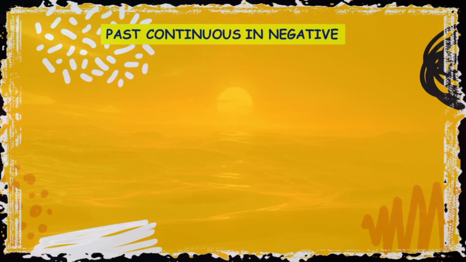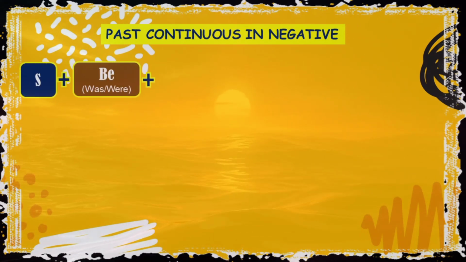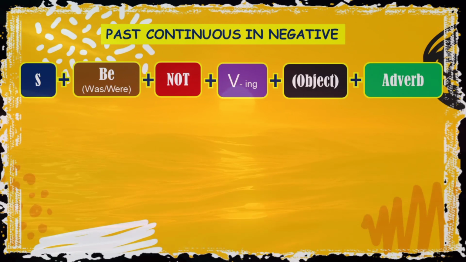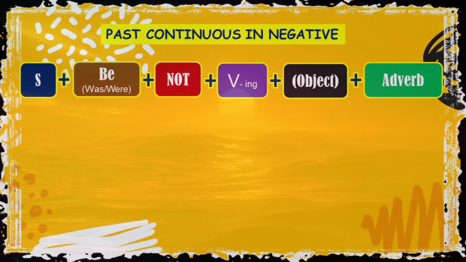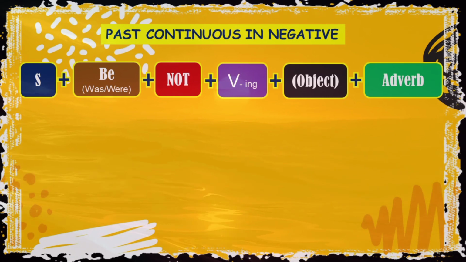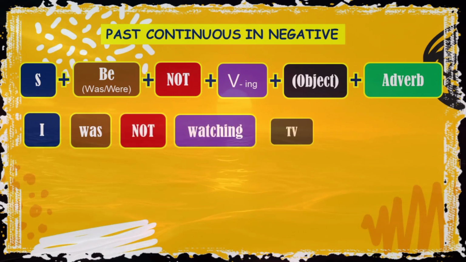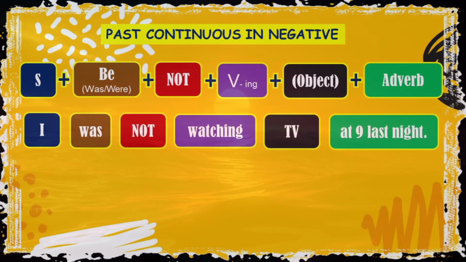Past continuous in negative. To make a sentence in past continuous negative, we have to follow the pattern of the tense. Subject, be, was or were, not, verb-ing, object, adverb. I was not watching television at 9 last night.